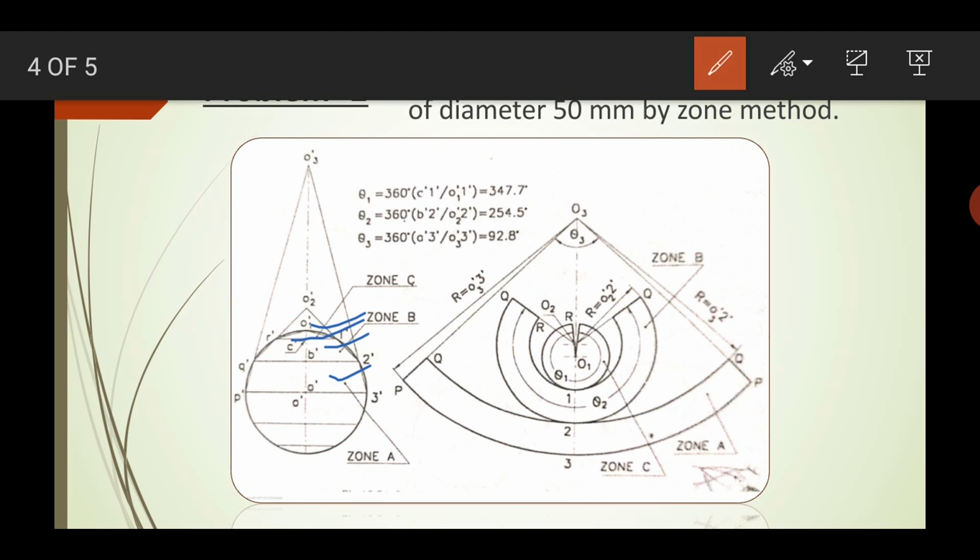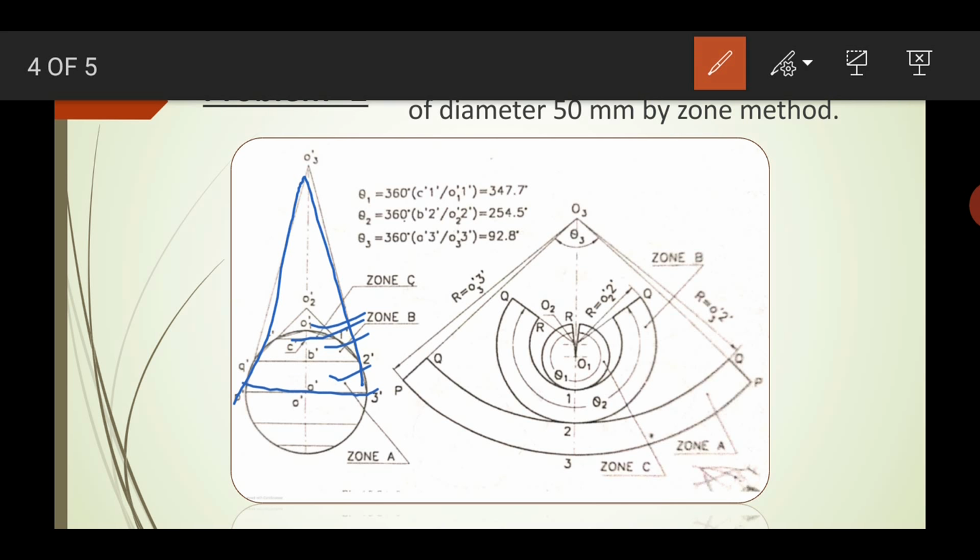Each zone, as you know, when you draw from P dash to 3 dash, you can see a triangle. Using the triangle method, the three zones will have equal width. You have to make it an equal width, that is 3 dash 2 dash. It is the 3 dash and 2 dash.